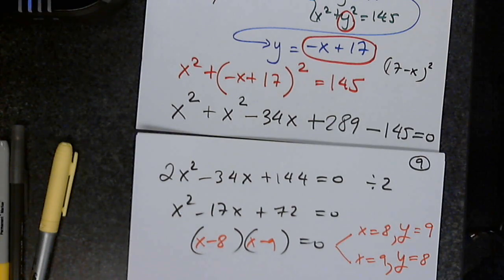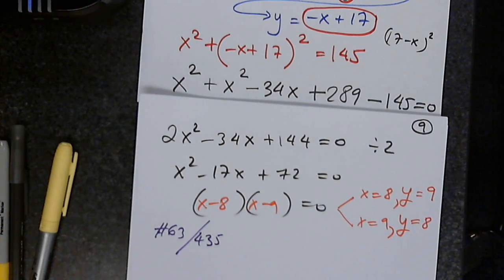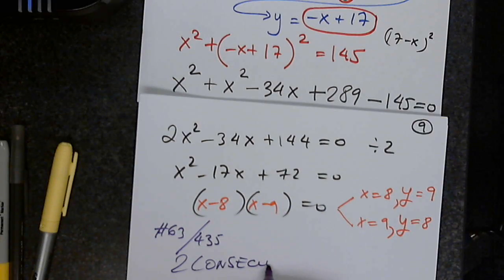Some problem caught my eye before. Yes, 63 on page 435. Find two consecutive positive integers whose product is 380. Two consecutive positive integers whose product equals 380.